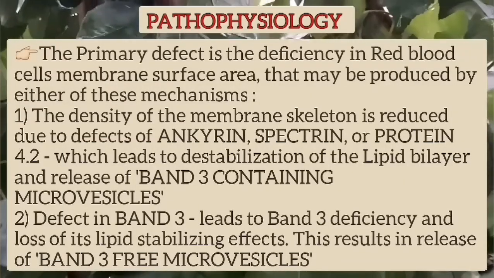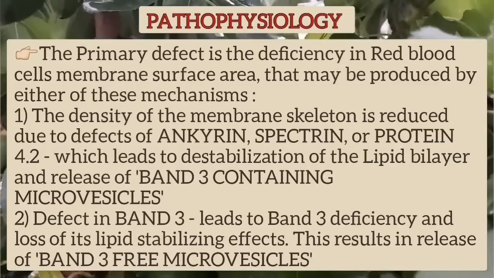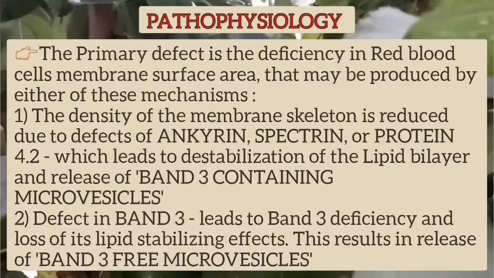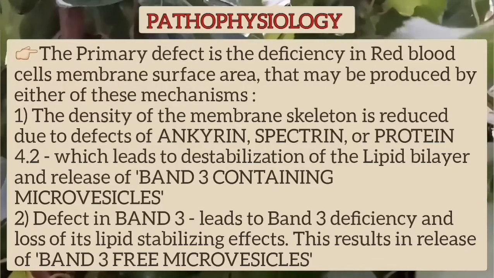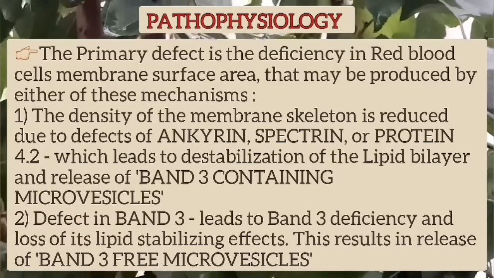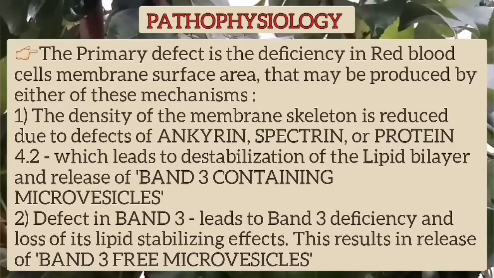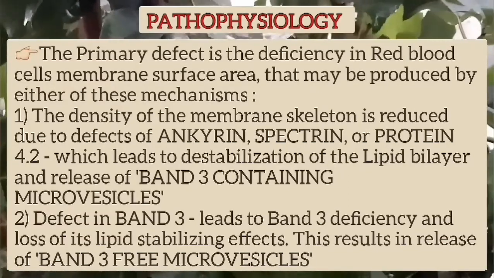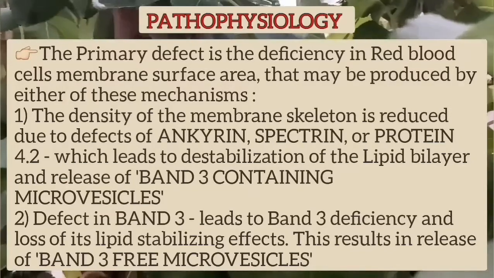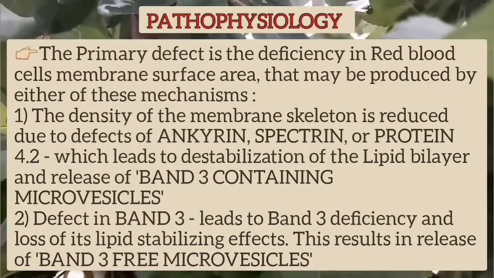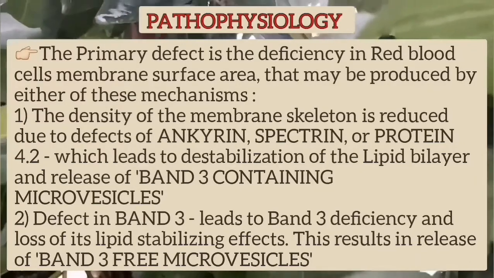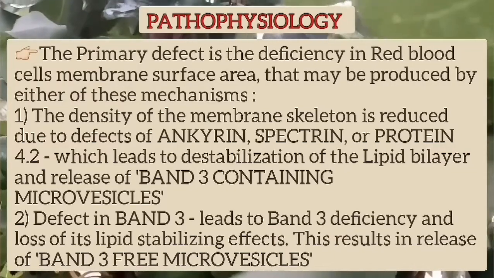Now the primary defect is a deficiency in red cell membrane surface area, and this is produced by two mechanisms. First, the density of the membrane skeleton is reduced due to defects of ankyrin, spectrin or protein 4.2, which lead to destabilization of the lipid bilayer and release of band 3 containing microvesicles. Now the second is a defect in band 3, which leads to band 3 deficiency and loss of its lipid stabilizing effect. This results in release of band 3 free microvesicles.